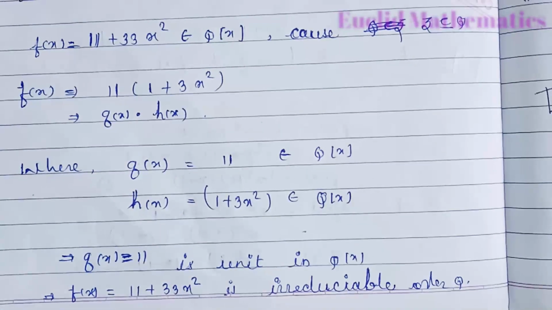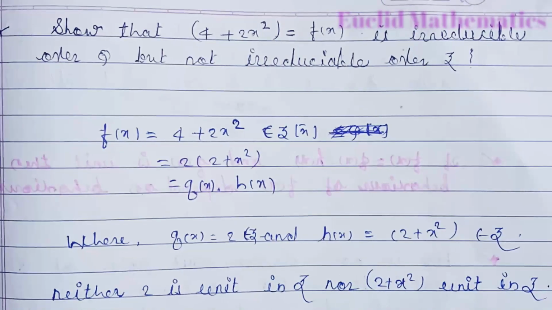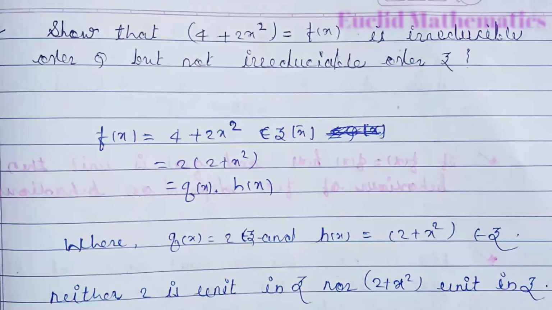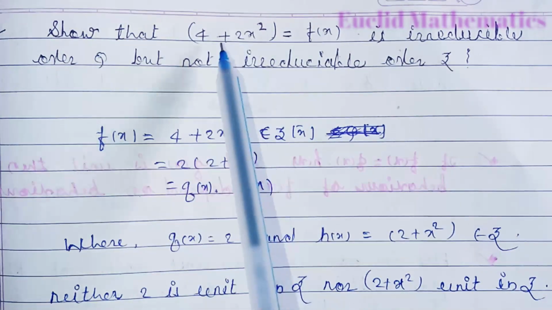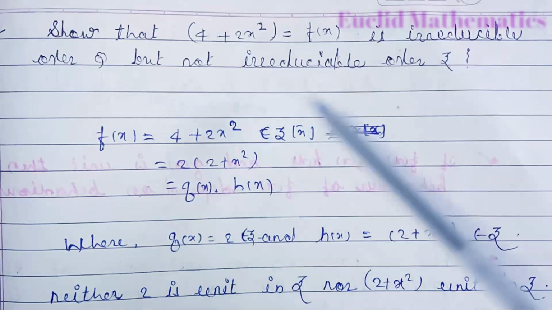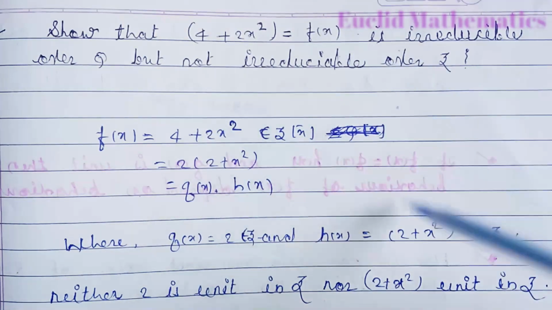So this one is my first example for irreducibility over q. I hope you all have understood that first example. For the second example, here in my second video, I will explain a polynomial which is not irreducible. I have the polynomial 4 plus 2x square, which is f of x. I have to show that it is irreducible over q, but not irreducible over z. So let's find out how we can show which polynomials are irreducible and which are not.